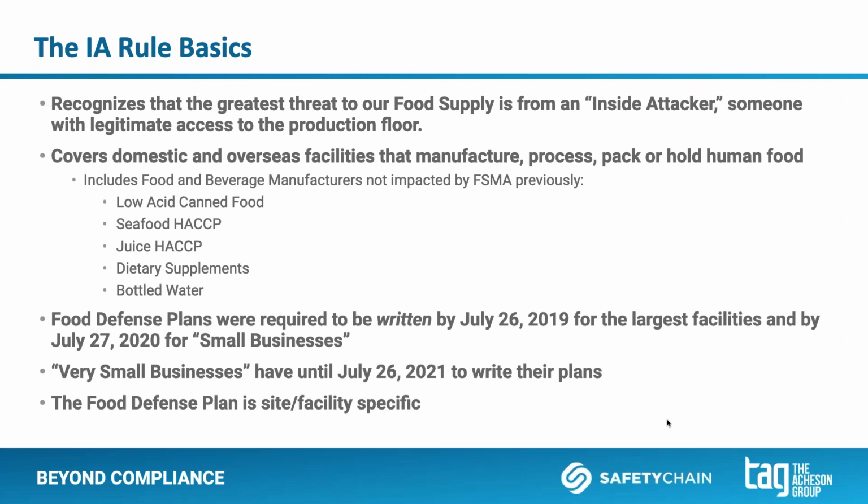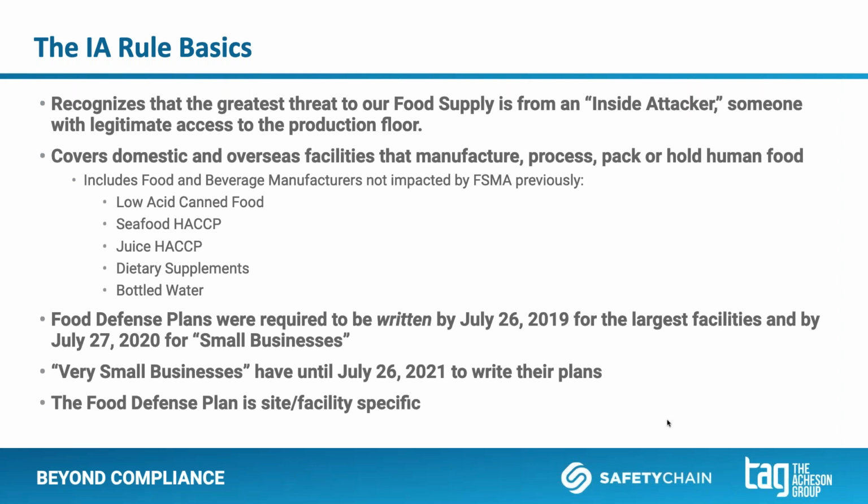It can't just meet one of their quote-unquote GFSI type food defense checks and points. It's different. The intentional adulteration rule deals specifically with the inside attacker, and those GFSI type plans typically do not deal with the inside attacker. It covers food that normally we don't think about being covered underneath FSMA, such as low acid canned food for microbiological hazards. That has to be included now. Seafood HACCP, juice HACCP, dietary supplements, and bottled water also have to follow this rule.